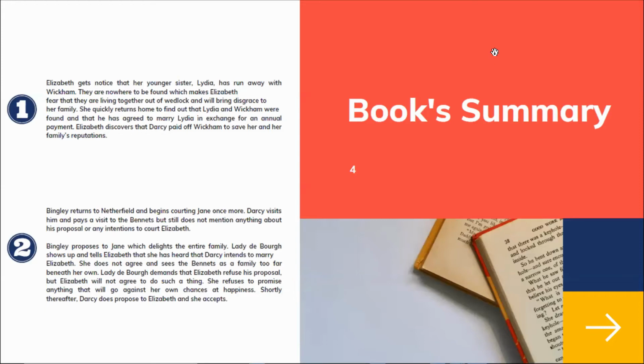Elizabeth gets notice that her younger sister Lydia has run away with Wickham. They are nowhere to be found, which makes Elizabeth fear that they are living together out of wedlock and will bring disgrace to her family.